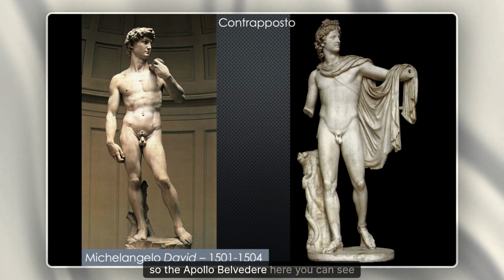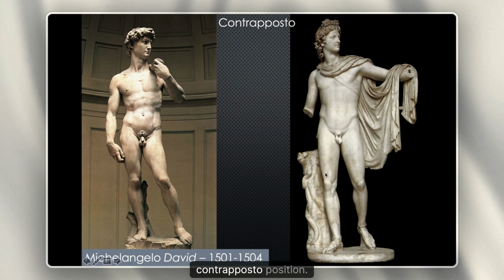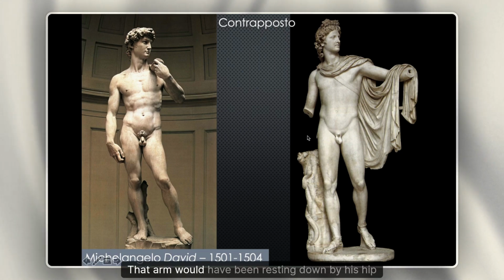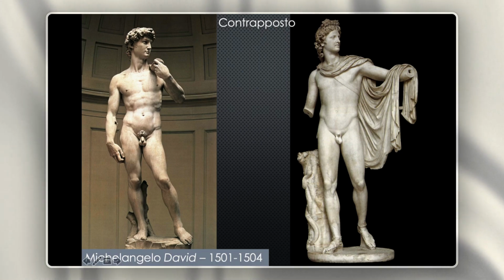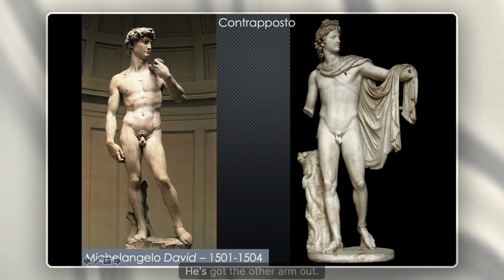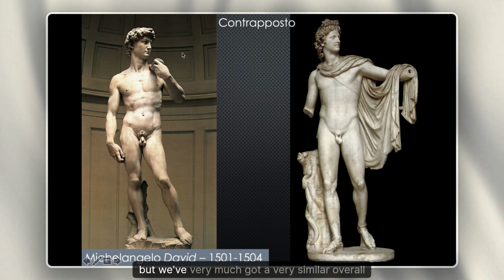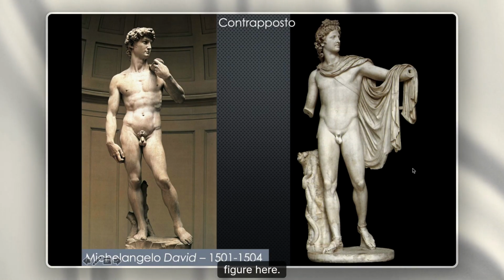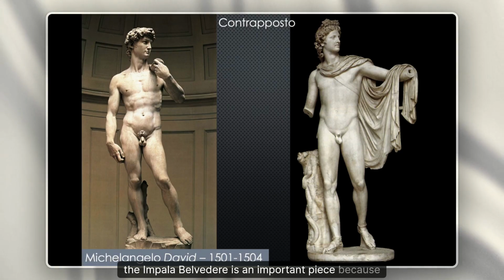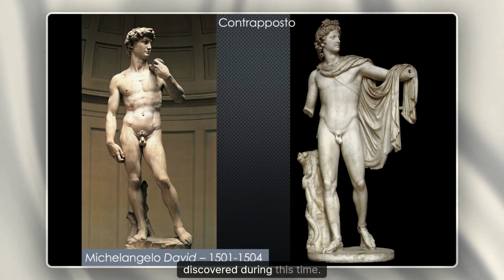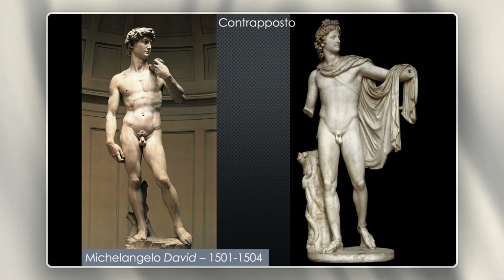So the Apollo Belvedere here, you can see contrapposto position. That arm would have been resting down by his hip like Michelangelo does. He's got the other arm out. Obviously here we've got it bent, but we've very much got a very similar overall figure here. The Apollo Belvedere is an important piece because it was discovered during this time. So archaeology, not a new thing.